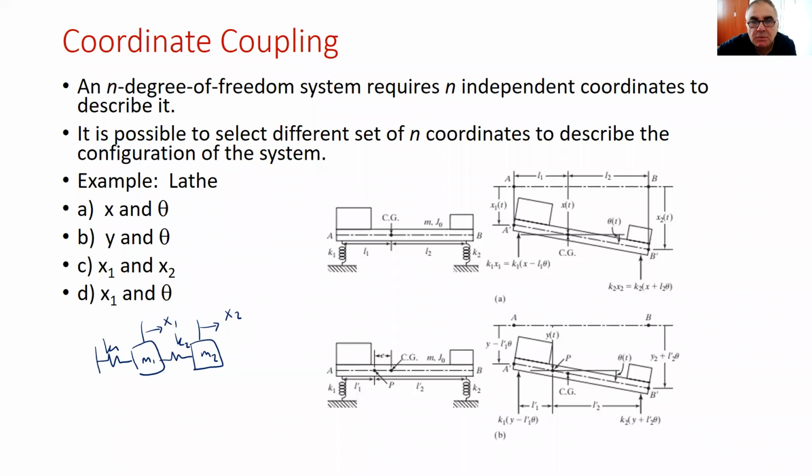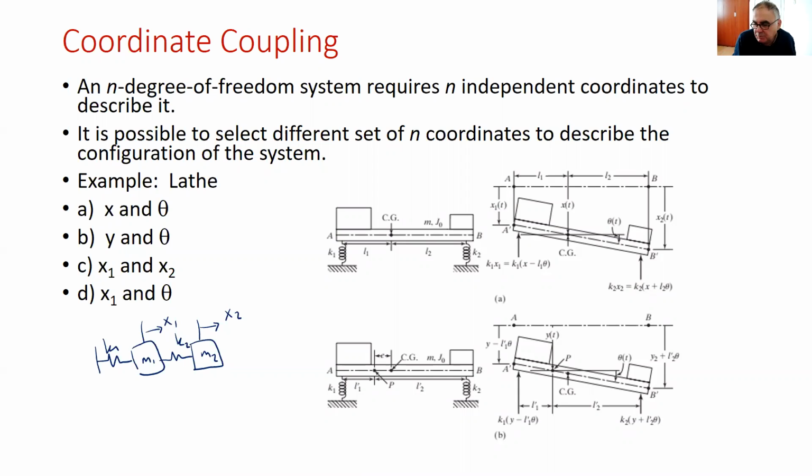Okay, we are on 2 degree of freedom systems, and we will be talking about coordinate coupling. That is how the coordinates are related to each other in the system equations. First of all, we know that if a system has n degrees of freedom, you require n independent coordinates to describe the motion. That is to write the differential equations.